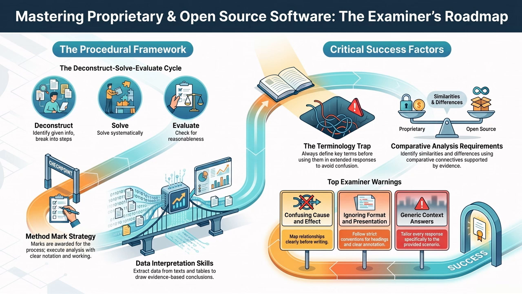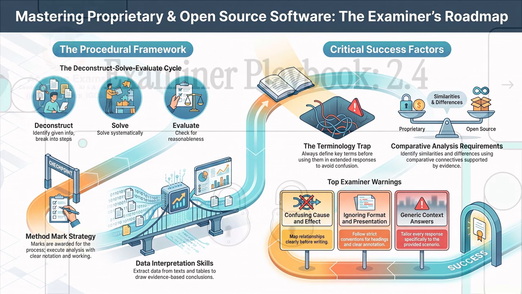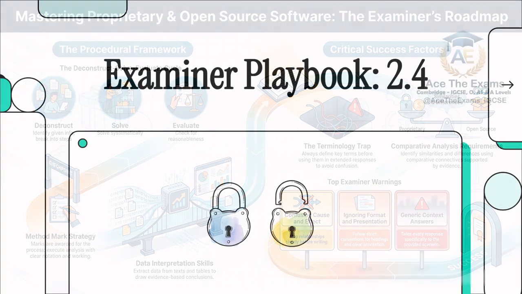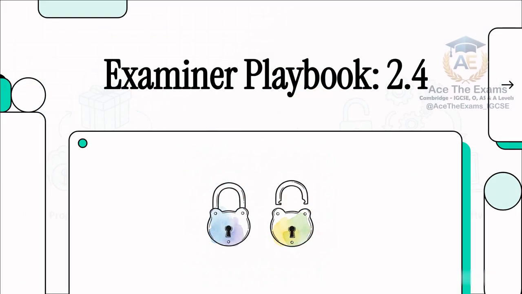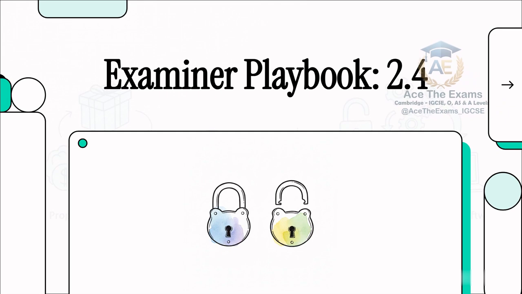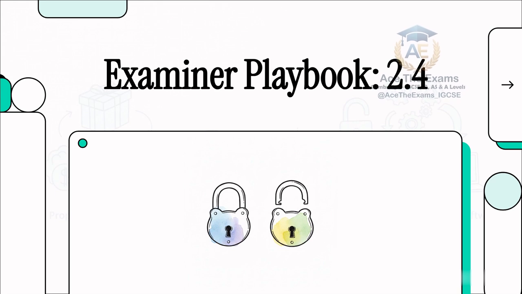Imagine you are sitting in the exam hall. The clock is ticking down, the tension is high, and you flip over your paper to see a massive 8-mark question from a Cambridge computer science past paper. Let's say it's code 0417, or maybe you're sitting for 0478, 2210, 9618, or 9626. The topic? Proprietary versus open source software.